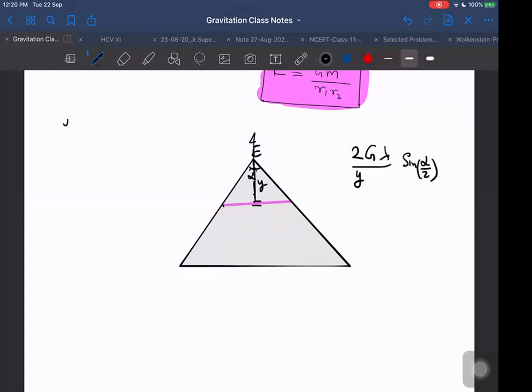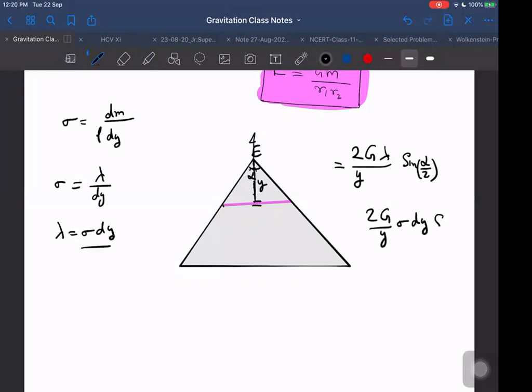What will that come out to be? Sigma is mass per unit area. Area will become width dy into length L. Then dm upon L can be written as lambda. Lambda upon dy will be equal to sigma. So lambda can be written as sigma into dy. Therefore, I can replace this by 2g upon y into sigma into dy into sine alpha by 2. That is the field. And I will have to integrate it now.